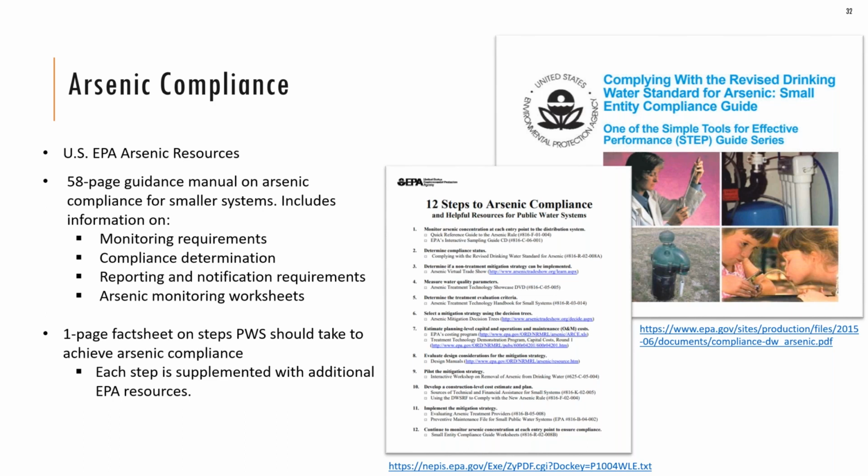EPA also has a one-page fact sheet that has a 12-step guide for water systems to maintain arsenic compliance. Each step references additional EPA resources to supplement it. So if you're a larger system where the small system guidance manual doesn't apply, this fact sheet can help you find additional resources.